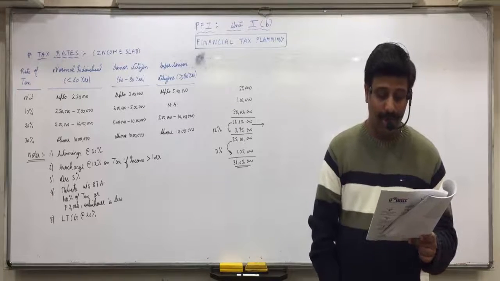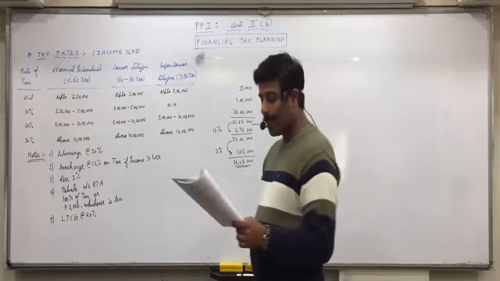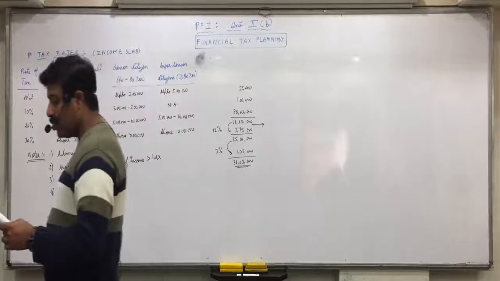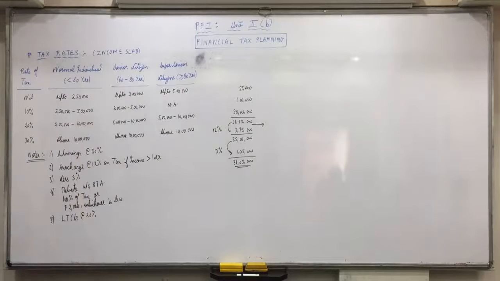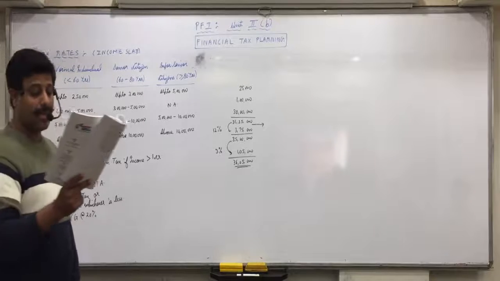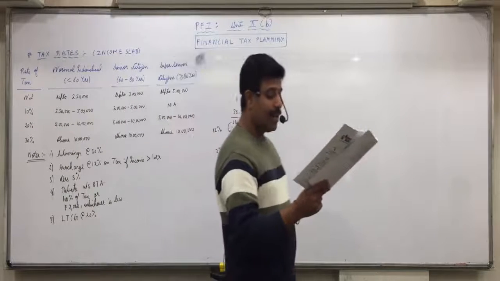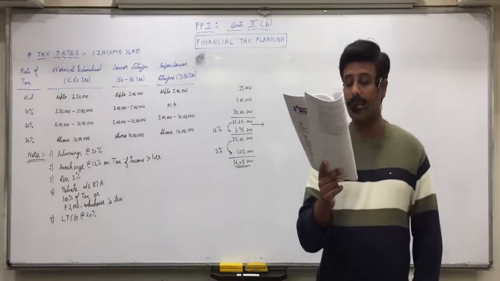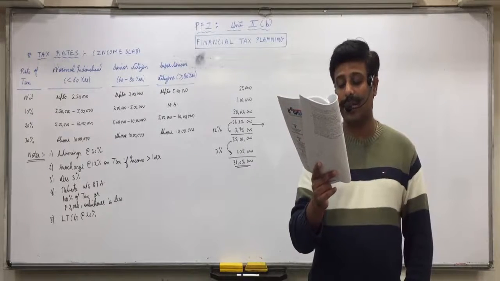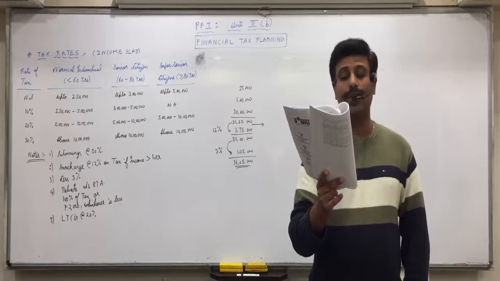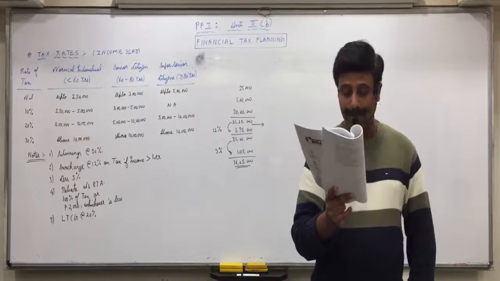Further, subscriptions to NSC 8th issue, contribution in ULIP of UTI, contribution in unit linked insurance plan of LIC mutual fund, that is Dhan Raksha plan of LIC mutual fund, payment for notified annuity plan of LIC, that is New Jeevan Dhara 1 and New Jeevan Akshay 1, New Jeevan Akshay 2 or Jeevan Akshay 3 or any other insurer. You remember, life insurance annuity plan will get the deduction.